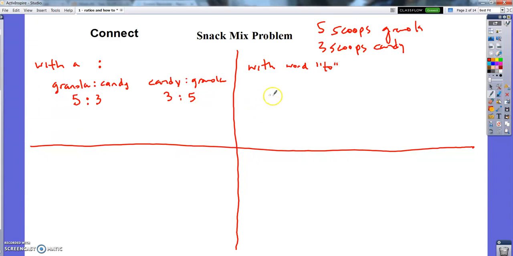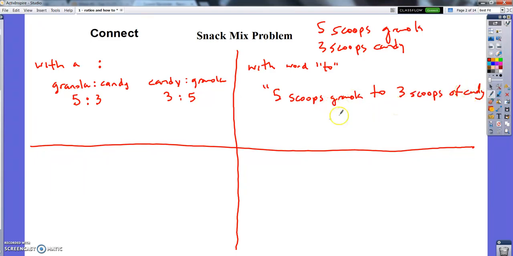You'll often hear people say it vocally like this. They would just say 5 scoops of granola to 3 scoops of candy, or just 5 to 3. And again, you could reverse it this way. You could have said 3 scoops of candy to 5 groups of granola. It doesn't matter if you reverse it. So one way is with this little punctuation mark here. One way is with the word to. It's a 5 to 3 ratio, we would say. 5 of one, to 3 of the other.